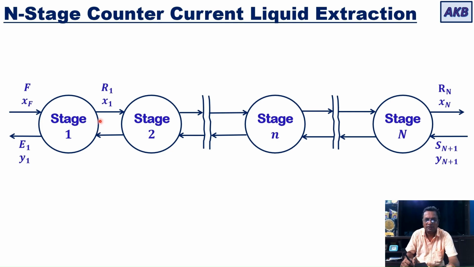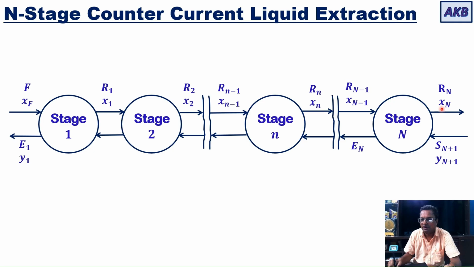So now the feed solution that comes out, the raffinate phase that comes out of stage number 1, then the raffinate phase that comes out of stage number 2, the raffinate phase that is coming out of n minus 1 stage. This is a raffinate phase that is coming out of n stage. This is a raffinate phase that is coming out of capital N minus 1 stage, and finally you have the final raffinate. Then you have the extract phase that is coming out of nth stage.